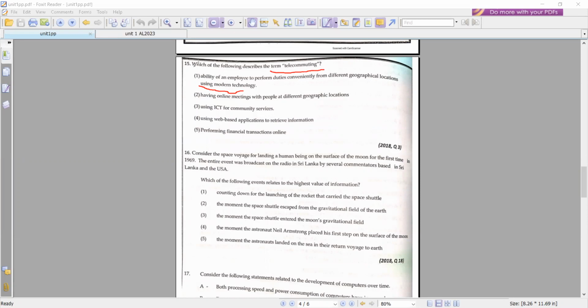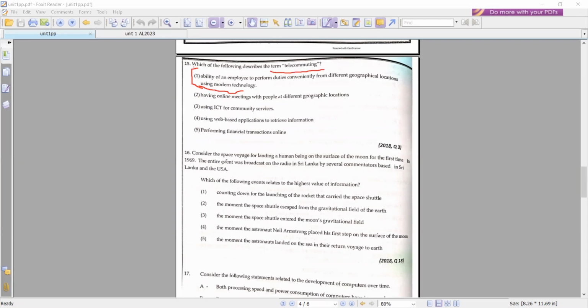Have a special concern about that. Pay your attention to this one. Telecommuting is working from home. When you have implemented telecommuting, the company can recruit people from different geographical locations, maybe from different countries, right? They can work from home. They don't have to travel. So that is called telecommuting.